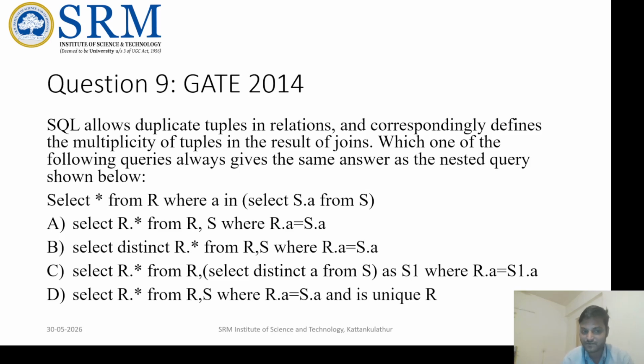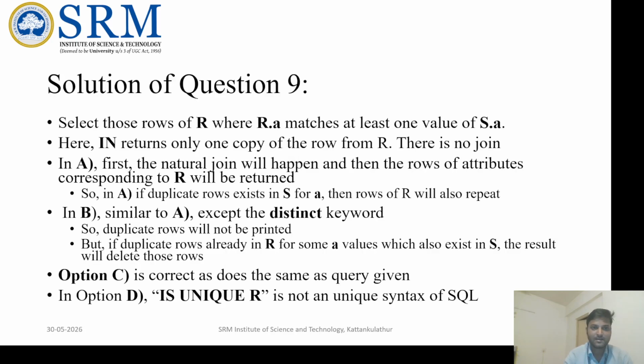This is the thing. Now the thing is, there are a lot of options they have given. First A, B, C and D, but we have to carefully observe what is given in the options. I give an explanation. First, we have to think about what is given in the question. Select those rows of R where R dot A matches at least one value of S dot A. Obviously, when you are using an in statement, which returns only one copy of the row from R, it is not a join, first of all.